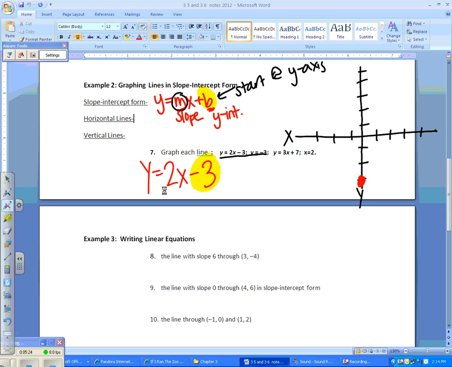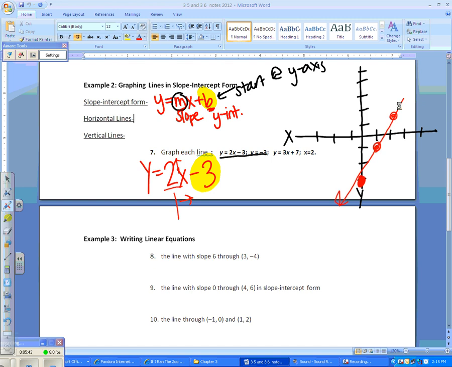Now, remember 2 is the same thing as 2 over 1. So that means I'm going to go up 2 times and run over once. So from this y-intercept, I'm going to go up 2, 1, 2, and then I'm going to go over 1. So here, and you could keep going if you want to, up 2, over 1. So here is that line.